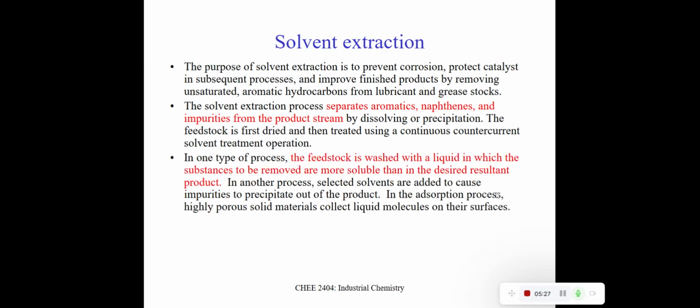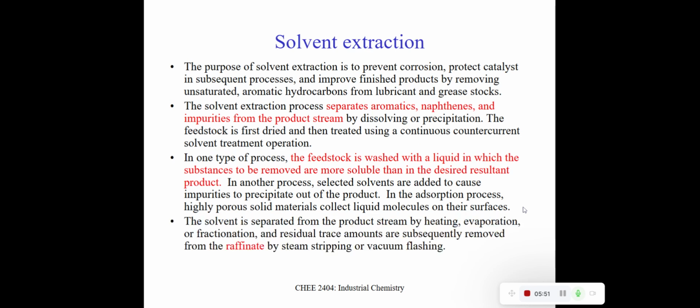The feedstock is washed with the liquid in which the substance to be removed dissolves, and we will get the desired resultant product. In another process, selected solvents are added to cause impurities to precipitate out of the product. In the adsorption process, highly porous solid material collects liquid molecules on their surfaces. Solvent is separated from the product stream by heating, evaporation, and fractionation.